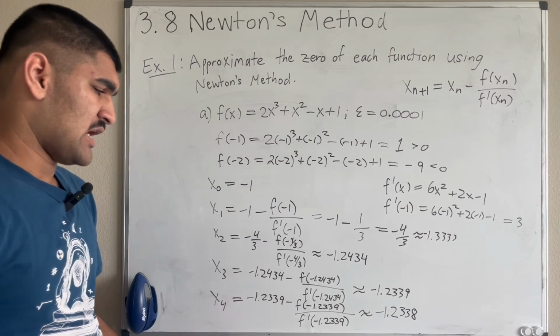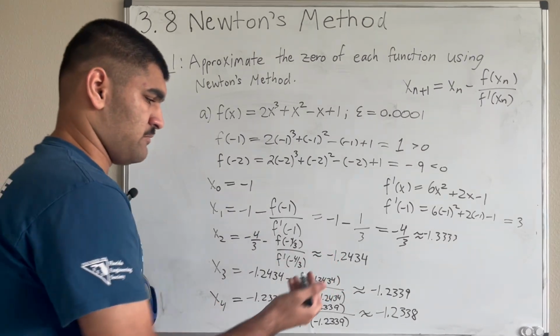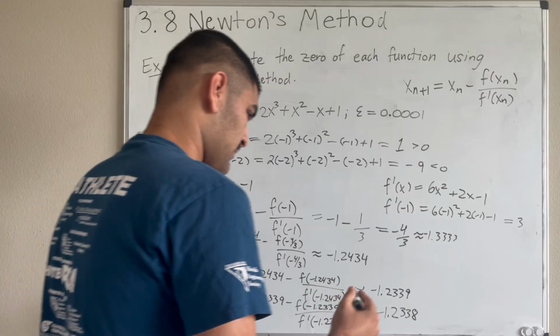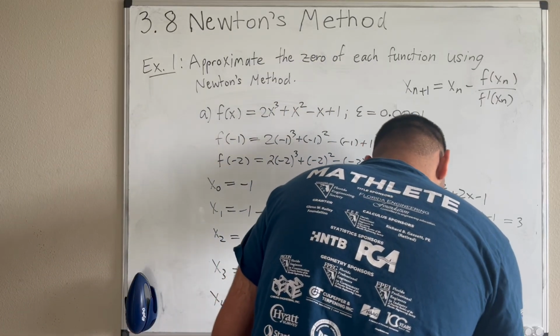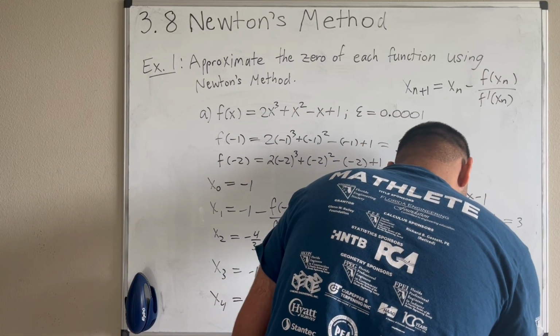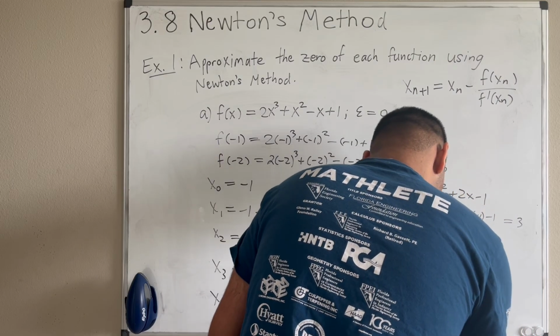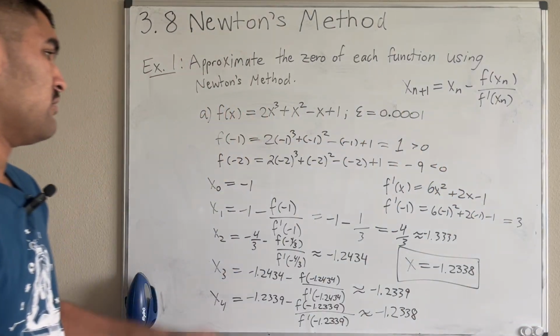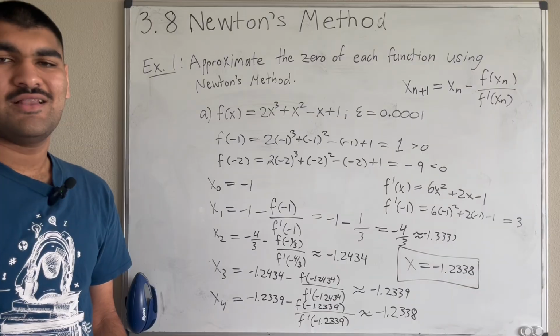But just for the sake of time, I'm just going to say that this is a pretty good approximation for our zero. All right, so x equals negative 1.2338 is a very good approximation for the zero of our function f of x. All right, let's move on to another example.